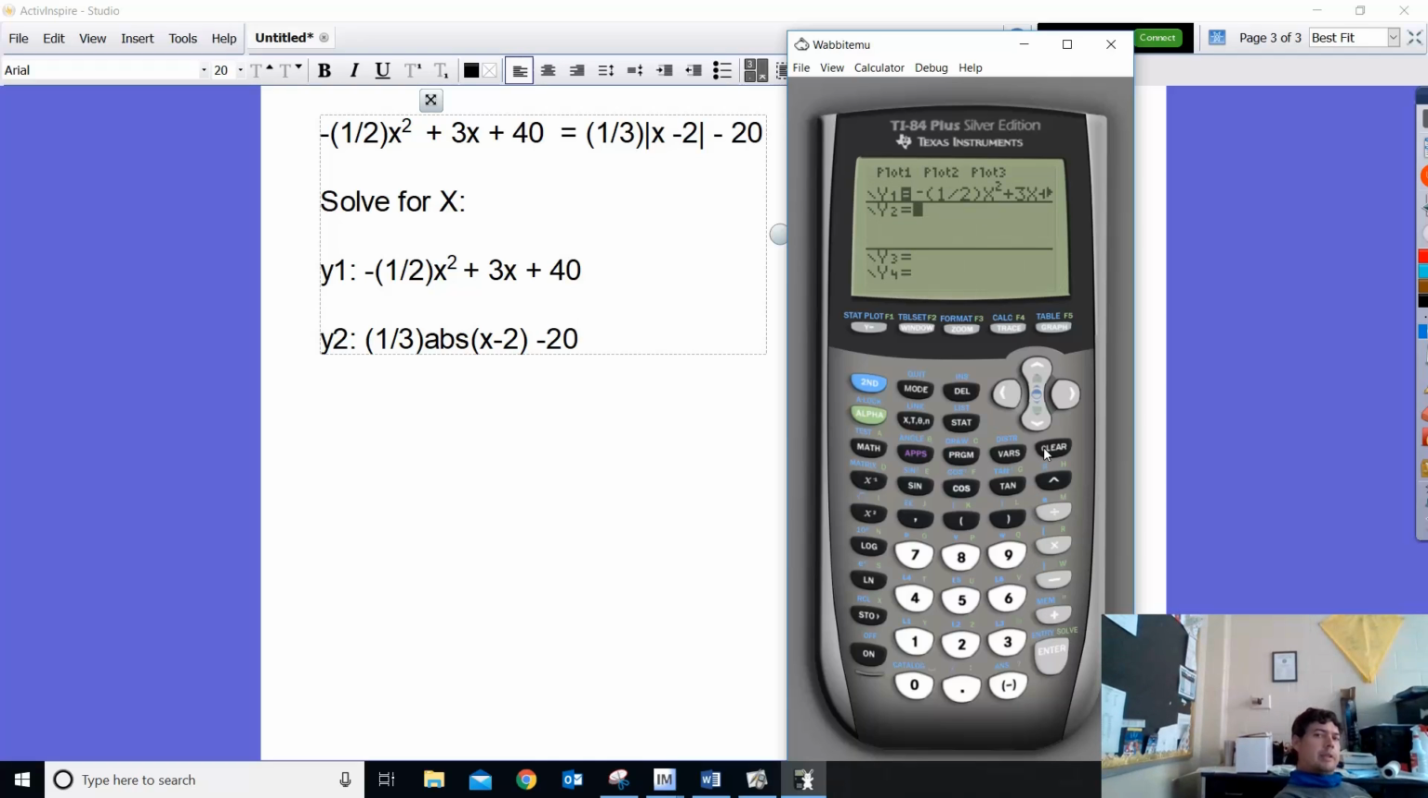I'll give you all a few seconds to catch up. I just typed in what I wrote down on Y1 there. Here comes Y2, parentheses 1/3. Sean, where'd you find that absolute value function? Yeah, that's right. So we're going to go to math, over to num. It's the first thing, again. Math, num, it's the first thing highlighted.